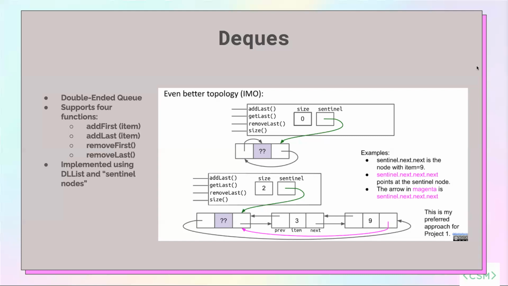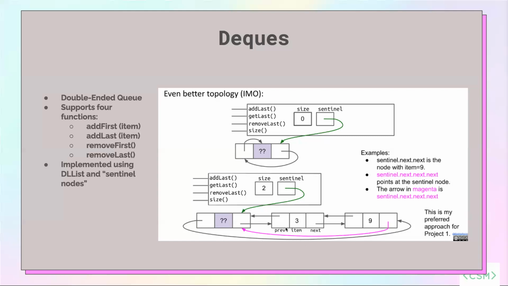Audrey Sue has a question in chat: what is the benefit of a sentinel node? The sentinel node is something that we are always able to access, and it keeps track of the last node as well as the first node in the list. You might be asking yourself, why not just point at this 3 node, for example?